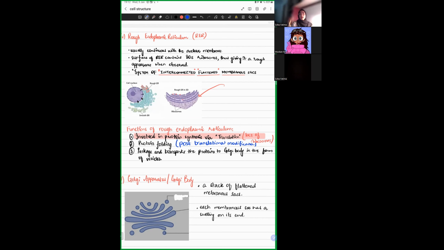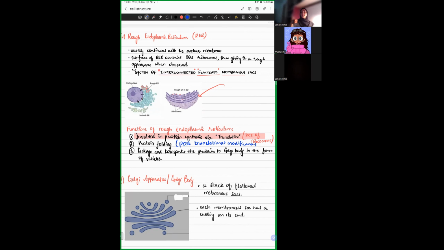Now this protein has to undergo some more modification. It has to undergo some more processes to be properly functional. So what the RER does, once it has formed this protein, once the protein folding and post-translational modification are complete, is package this protein and transport it to another cell organelle, which is the Golgi body.